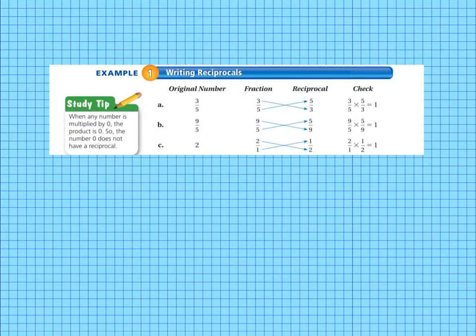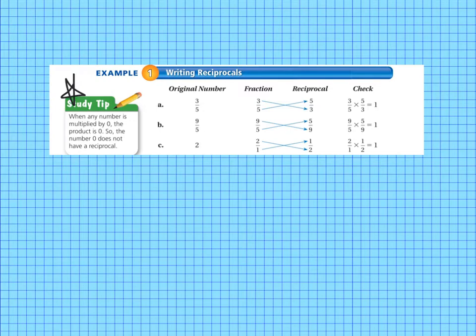Let's take a look at example 1, writing reciprocals. First, let's look at the study tip off to the side. It says when any number is multiplied by 0, the product is 0, so the number 0 does not have a reciprocal. The reason for that is because you can't divide something by 0. So be sure you write this in your notebook so you won't get confused.